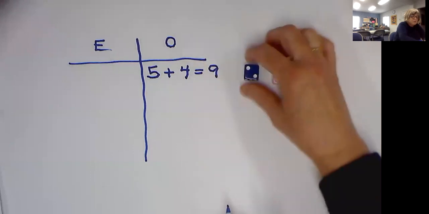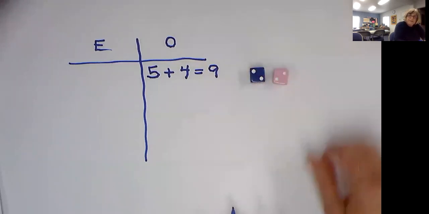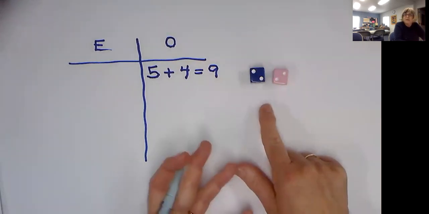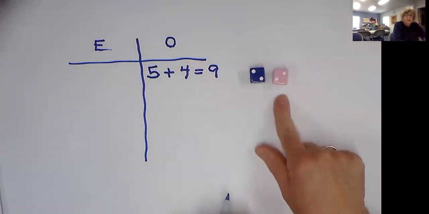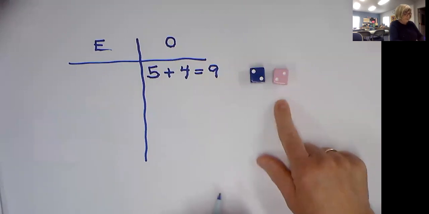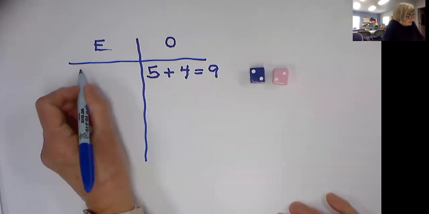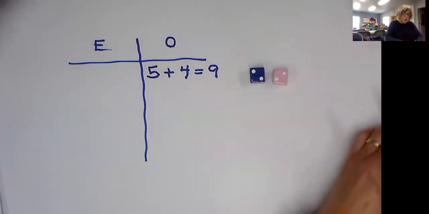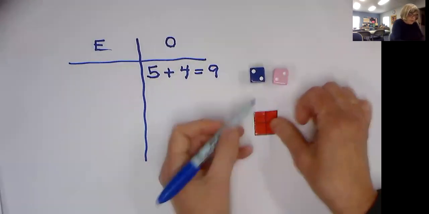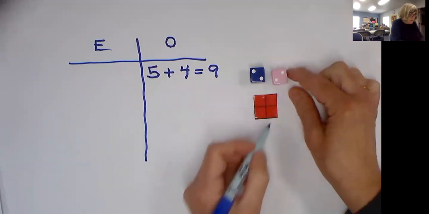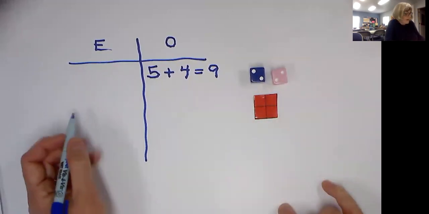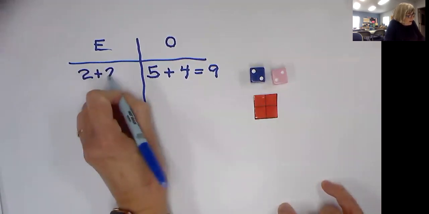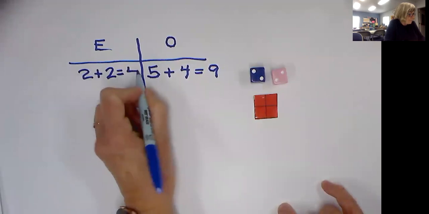Now I'm going to roll again. I rolled a 2 and a 2. And I think to myself, well, 2 is an even number because even means I can make groups of 2 without a leftover. 2 is an even number, so I have an even plus an even. Well, I don't have any pictures. Oh, yes, I do. Here I have one. This is my 2. This is my 2. I put them together. What do I have? I have an even sum.